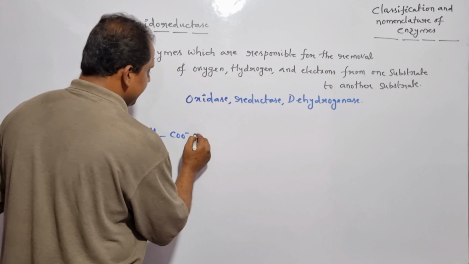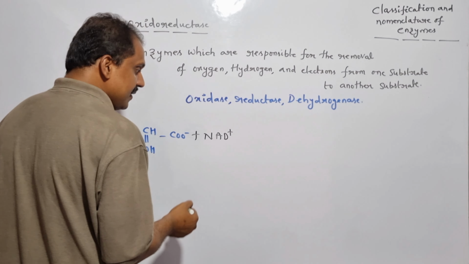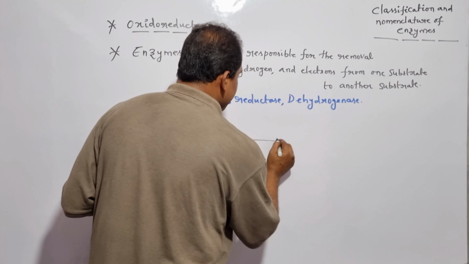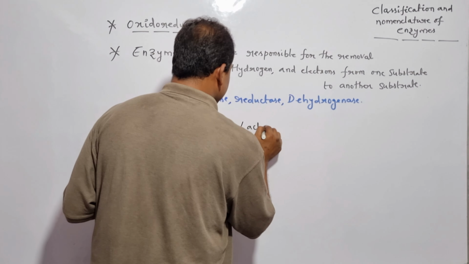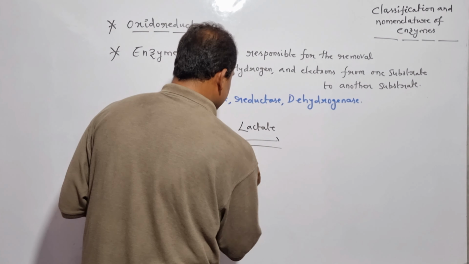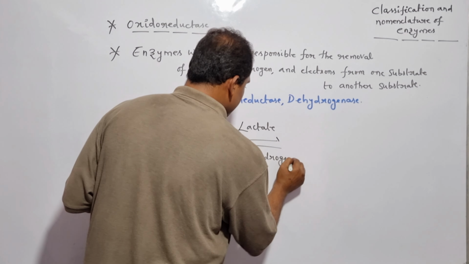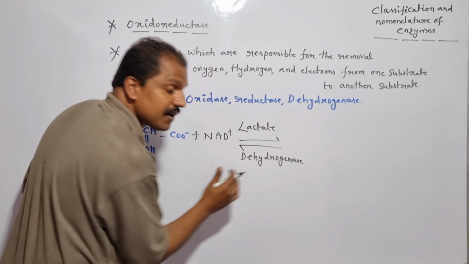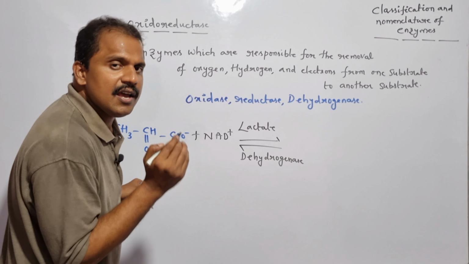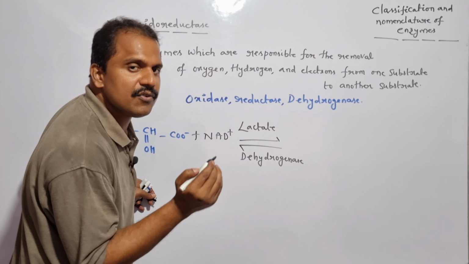Lactate and in addition NAD plus, in the presence of an enzyme termed as lactate dehydrogenase. Here, as the name itself suggests, this is the particular enzyme which is responsible for the removal of hydrogen atom. So the reason why here it is termed as what?